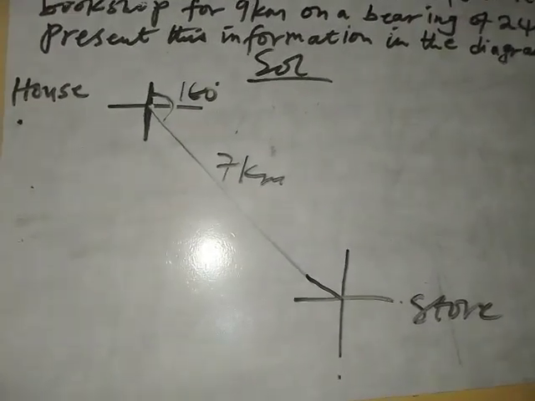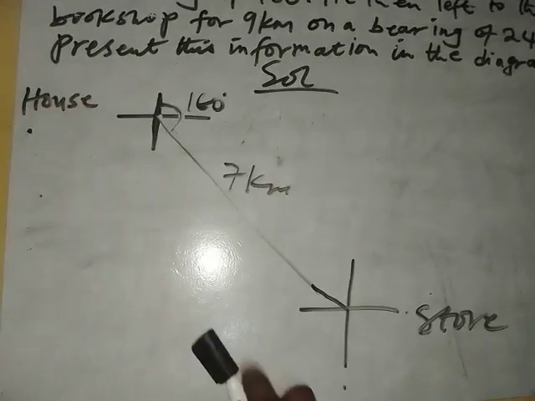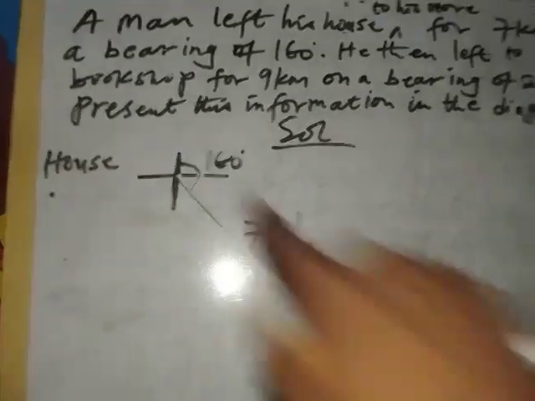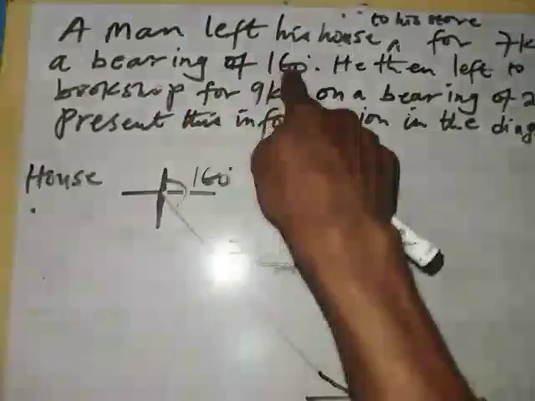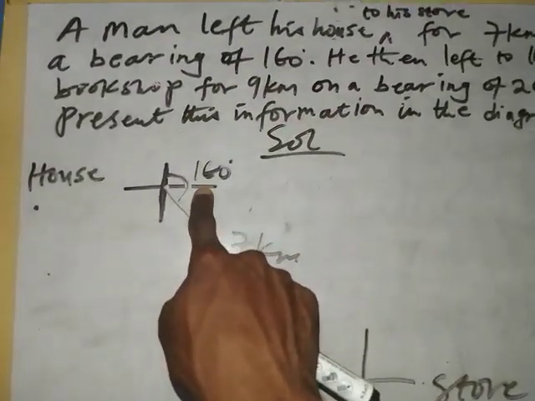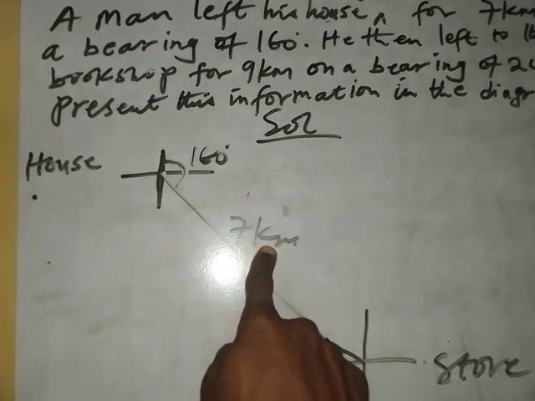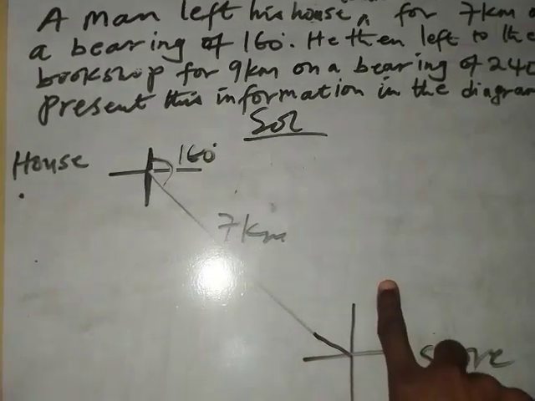So let me read the question again. A man left his house to his store for 7 kilometers on a bearing of 160 degrees, and this is the 160 degrees, right? And this is the distance, that is 7 kilometers. Now we are done with that.